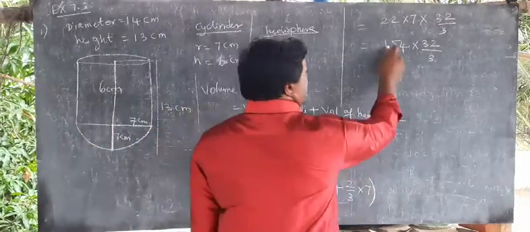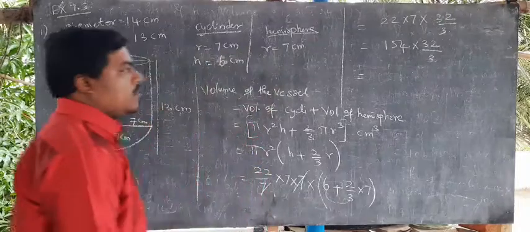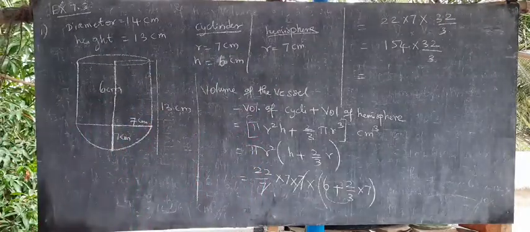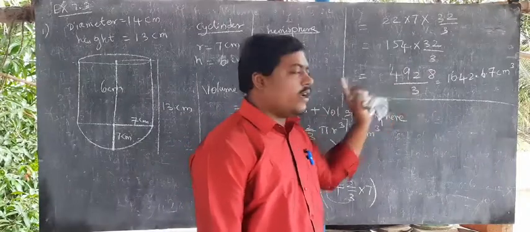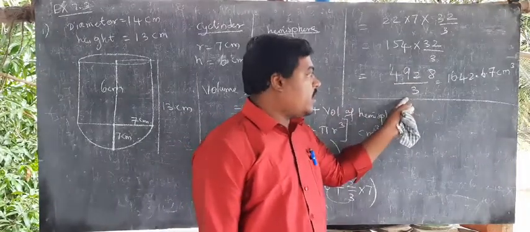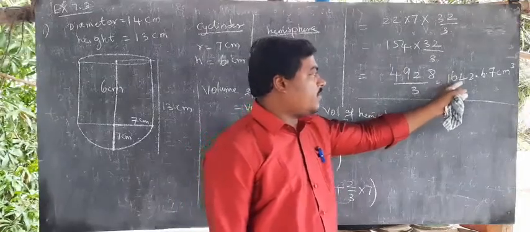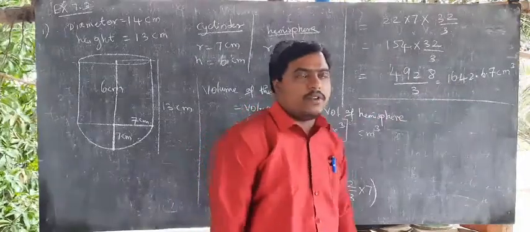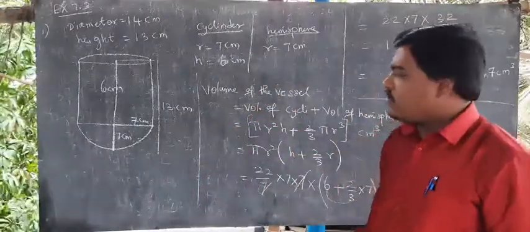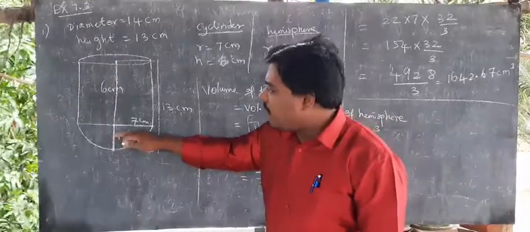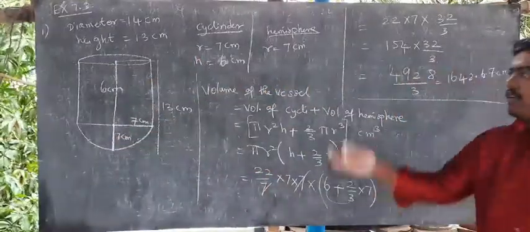So 154 into 32, we are getting 4928 as the answer. Divided by 3, we get 1642.67 centimeter cube. So in 7.3, all the sums are like this only. Here they have given one hemisphere and one cylinder, and in combination we have to find the volume of the result. Thank you.